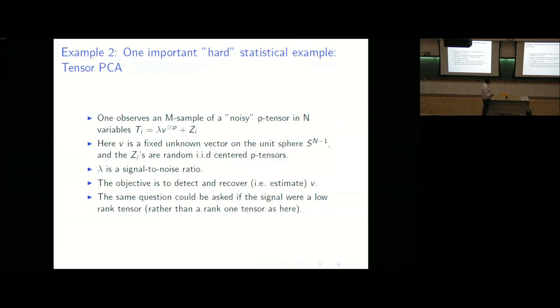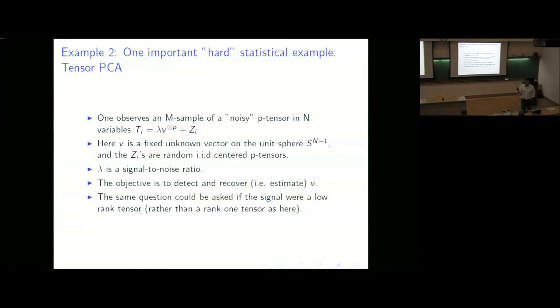This lambda is a signal to noise ratio. The objective is, given those tensors T_i, to detect whether there is a signal or not, and to recover, that is, estimate V. Of course, I could ask the same question when the signal, instead of being rank 1, was low rank. But to simplify, let's do it with rank 1. Okay, so you understand the question here.